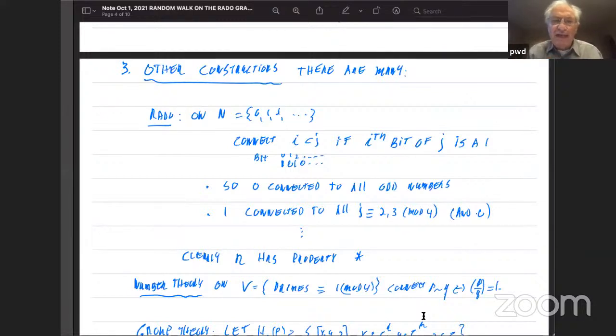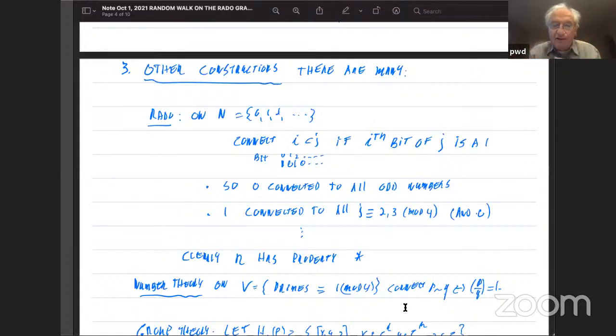And it'll be useful to have a few of them. Rado's construction, which is not a random construction, is the following. Take the integers 0, 1, 2, etc., and pick a pair of integers i and j, and say i is less than j. If the ith bit of j is a 1, you put an edge from i to j. And if the ith bit of j is a 0, you don't, and they're undirected edges.